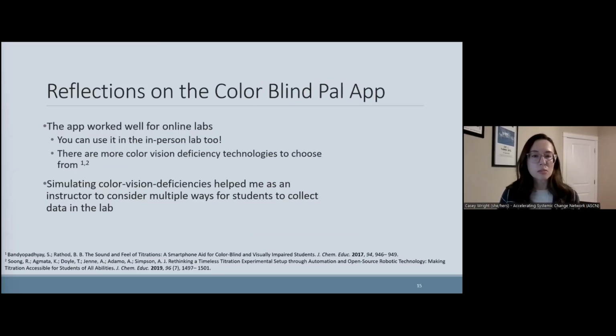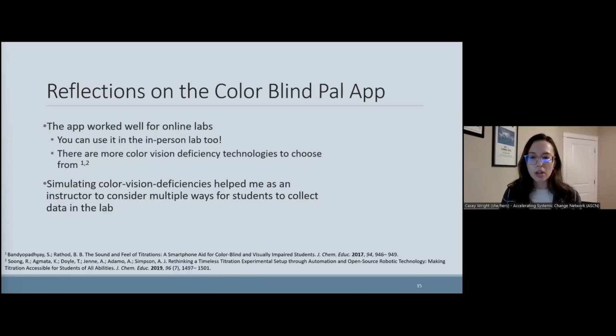And so just to share some reflections on using this app in our online laboratory course. The app integrated really well into the online environment. It can also be used in in-person labs. And there are actually more options available in the literature that I dropped down at the bottom of the slide here that you can use in the in-person lab. And those have more features such as they'll beep and things like that to indicate that the endpoint has been reached.